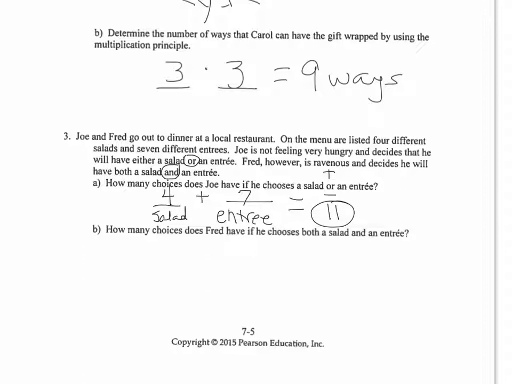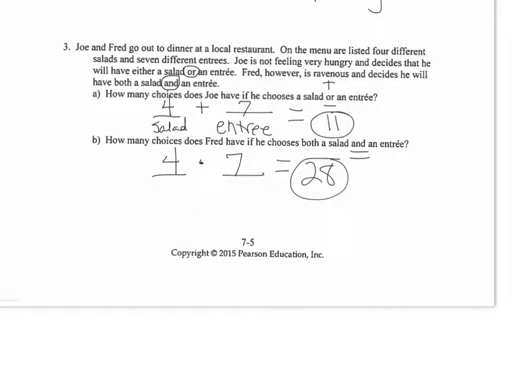Now Fred, on the other hand, is going to choose a salad and an entree. So he still has 4 choices for the salad. He has 7 choices for the entree. But since he's having both, and we saw the word and, we're going to multiply. There are 28 different ways that Fred could put together his meal. Let's go to the next slide.